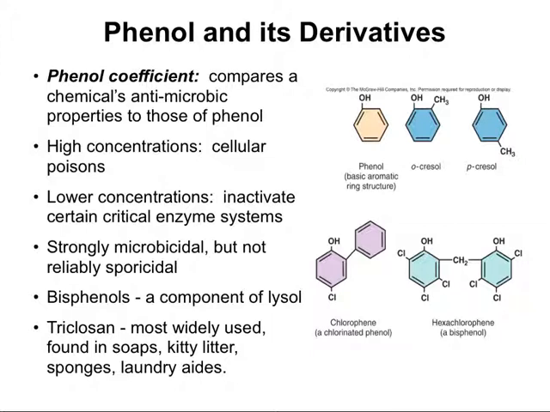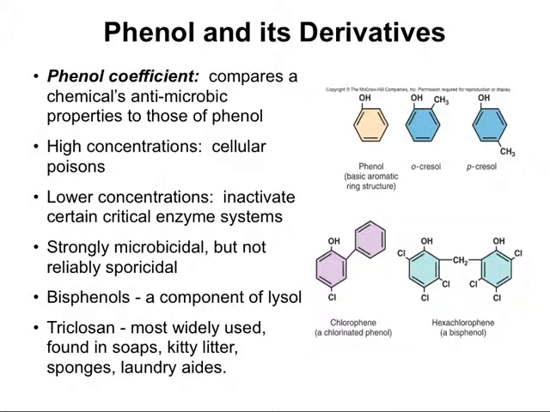In higher concentrations, these phenolics are actually cellular poisons, but at lower concentrations, they can inactivate certain critical enzyme systems and be more microbicidal. Keep in mind, though, that phenolics are not reliably sporicidal.